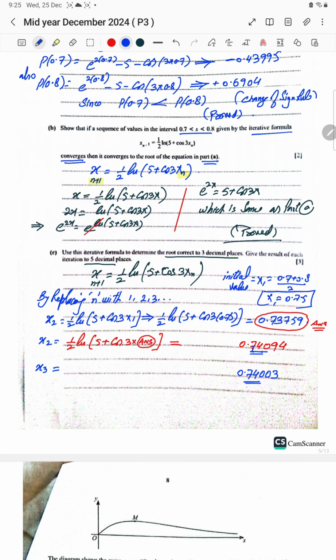So my final root, therefore, the required root correct to 3 decimal places, 3 dp, equal to 0.740. That's the final answer of this question. I hope it is clear as well.